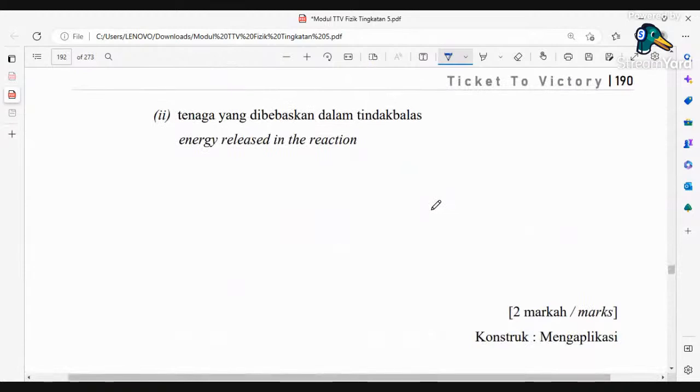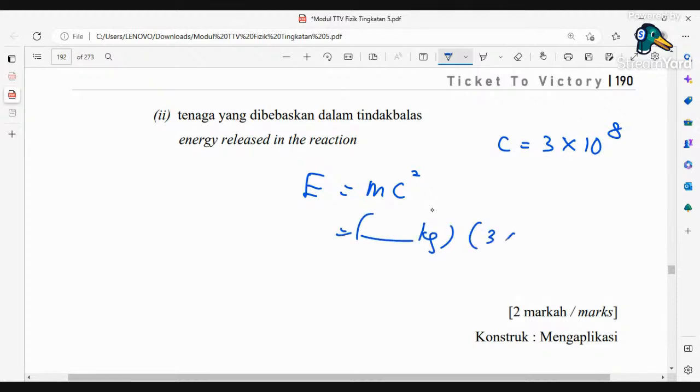And then the same goes to the next part. Energy E equals mc squared, c is 3 times 10 power 8. So just substitute the mass in kilogram, multiply by c, 3 times 10 power 8 squared. So your answer will be in joule. Okay, you can try and see the same formula.